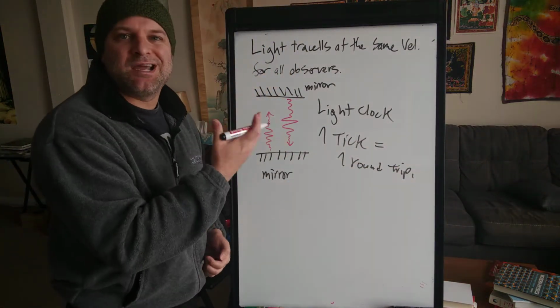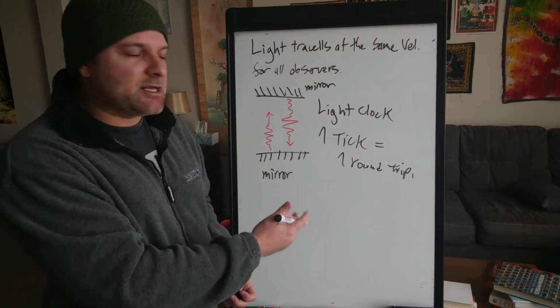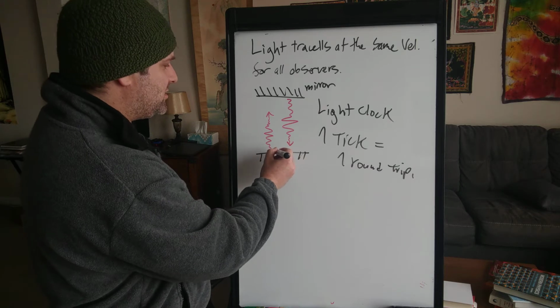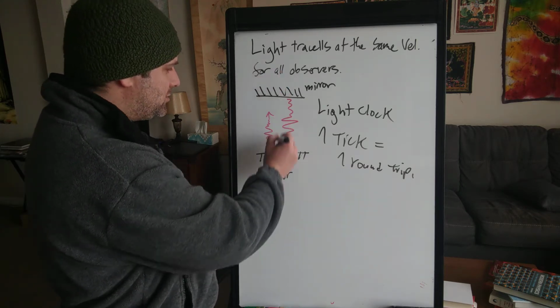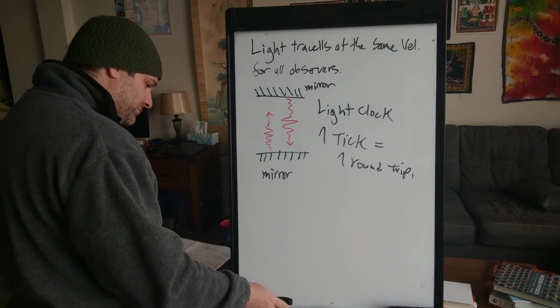So we're not measuring time in seconds anymore. We're measuring it in ticks, and we define one tick of the light clock to be it going there and back, one tick, there and back, two ticks, there and back, three ticks. That's all well and good.